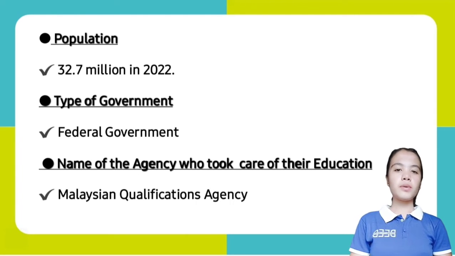The name of the agency that takes care of education in Malaysia. It is the Malaysian Qualifications Agency, known as the MQA. It is a statutory body established under the Malaysian Qualifications Act 2007 to accredit academic programs offered by all higher educational institutions, which is compulsory.